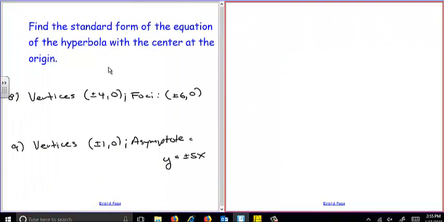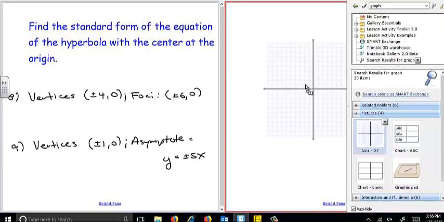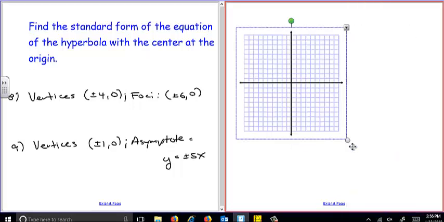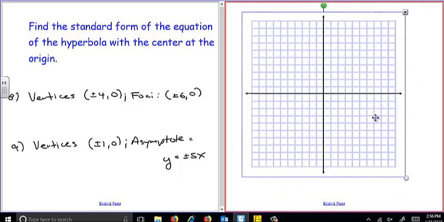So what we have to do is come up with a standard form based on this information. And these are centered around the origin, so they shouldn't be too hard. So again, the best thing to do is to plot these points and think about what's going on. So you've got the vertices, which are plus or minus 4 in x. And if you see, the midpoint is the origin, so that makes sense. The focus points are plus or minus 6, so you put those there.